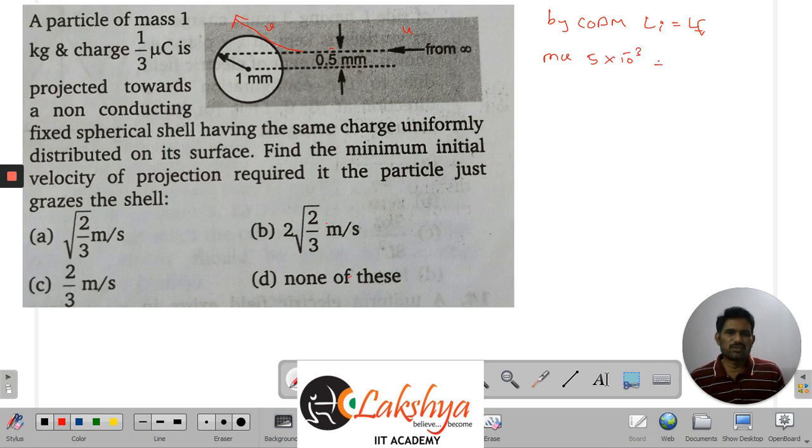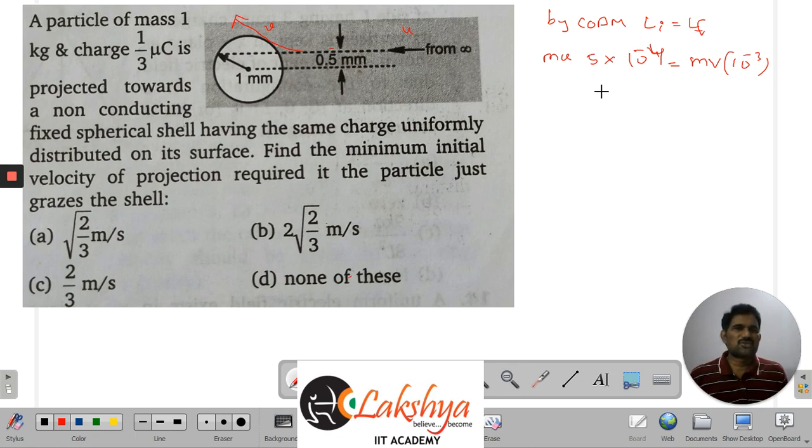So minus 4 you will get, because I am taking it as 5. So I can write this as 5 into 10 power minus 4 meters. And this value is equal to the final angular momentum, when it is just grazing the surface here. When it is grazing the surface, you can write this expression as m into v into r. Now r is nothing but the radius here, so I can write this as 10 power minus 3. 1 mm is given as that radius, so 10 power minus 3 we can write here, right?